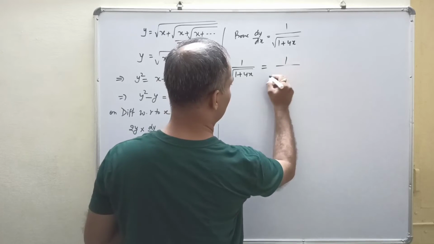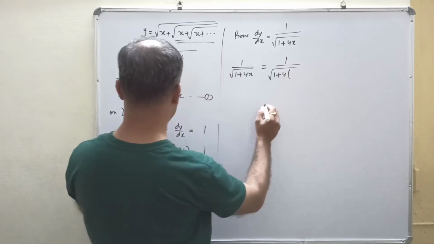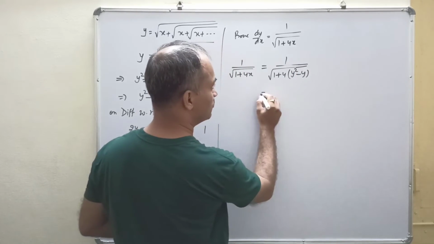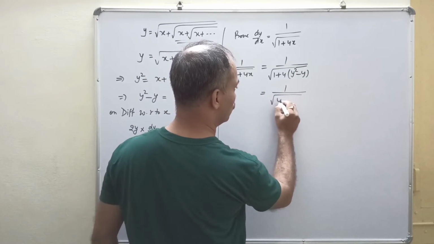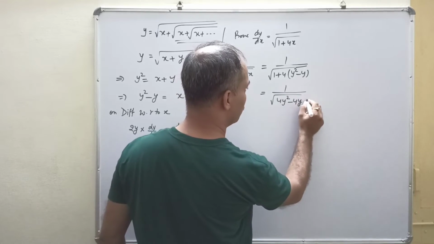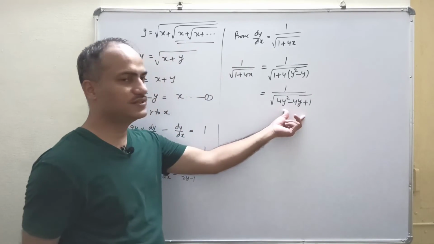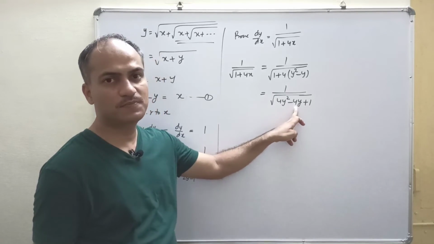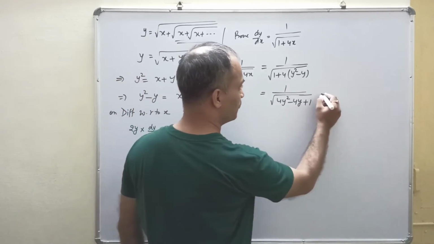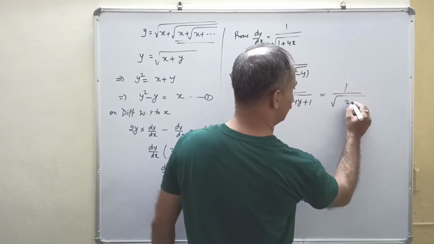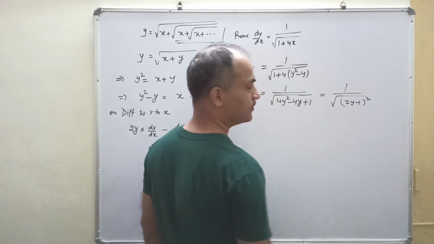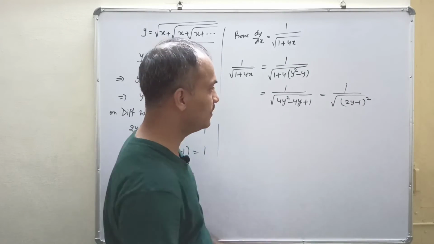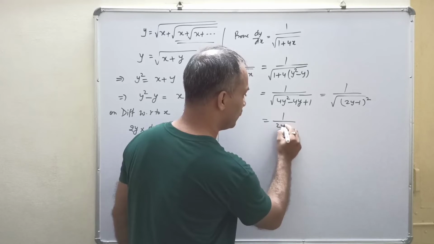This is equal to 1 upon root 1 plus 4 times y square minus y. Now simplify, 1 upon this is root 4y square minus 4y plus 1. What is this? Try to focus here. a square, b square and minus 2ab. This is nothing but 2y minus 1 whole square. And look, my dear, this is whole square and square root, both will be cancelled. So this is 2y minus 1.